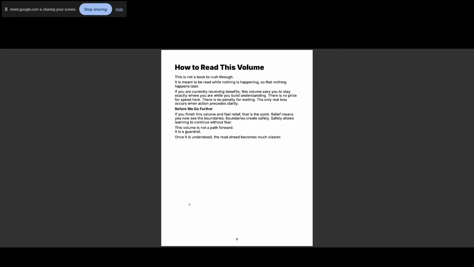Before we go further, if you finish this volume and feel relief, that is the point. Relief means you now see the boundaries. Boundaries create safety. Safety allows learning to continue without fear. This volume is not a path forward. It is a guardrail. Once it is understood, the road ahead becomes much clearer.